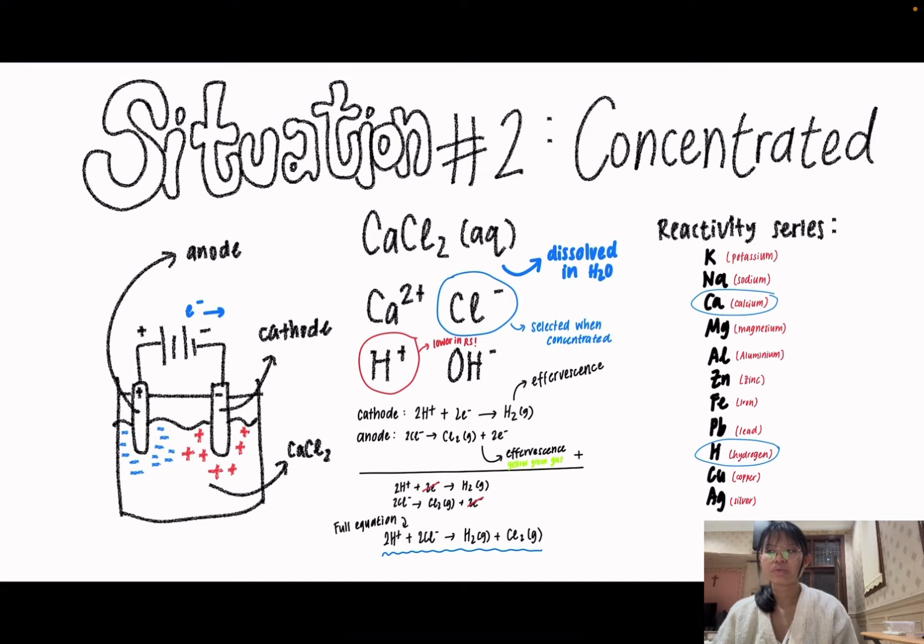And for the anode, since we selected the chloride ions, the observation we're going to get is also effervescence, but with a yellow-green gas. And the reaction equation would be 2Cl- = Cl2 in its gaseous state + 2 electrons. And with the electrons cancelled, the full equation would be 2H+ + 2Cl- = H2 in its gaseous state and Cl2 in its gaseous state.